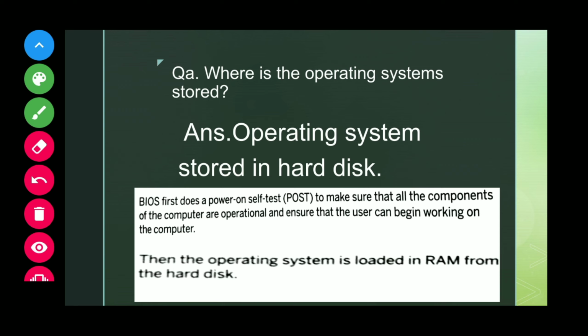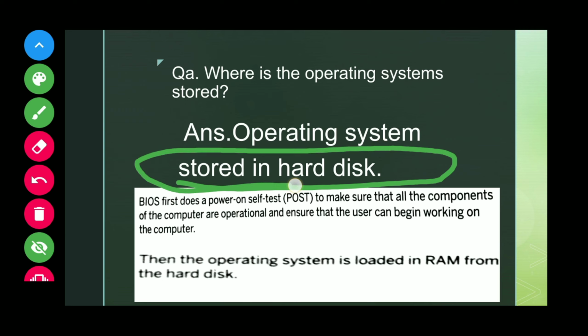So I'm just explaining that the operating system is stored in the hard disk. Here it is written, the operating system is loaded into RAM from the hard disk. So hard disk is the correct answer. We have to understand this: whenever we switch on the computer, the POST process happens, then the booting process, and inside the booting process, the operating system is loaded into RAM from the hard disk.